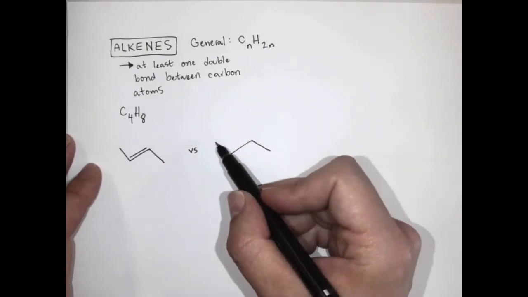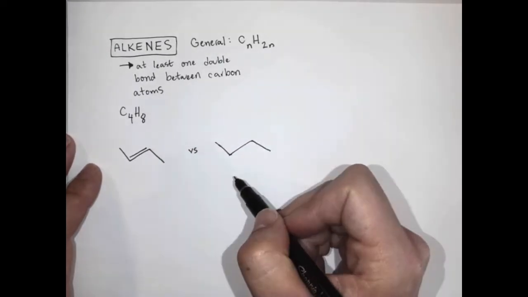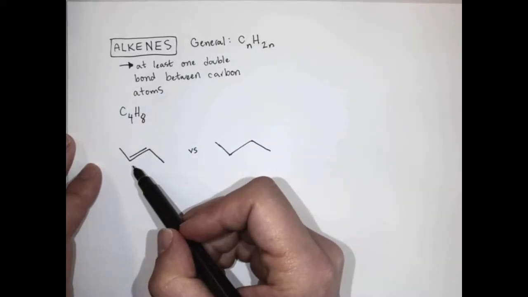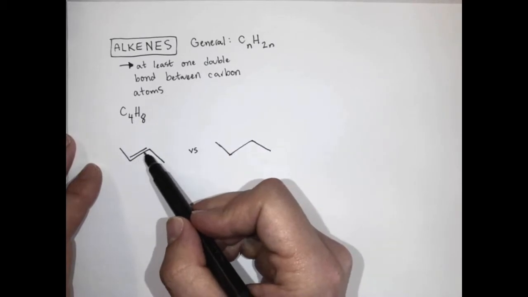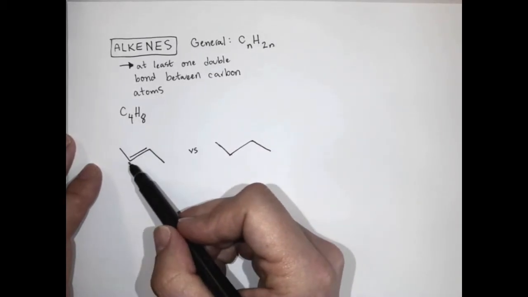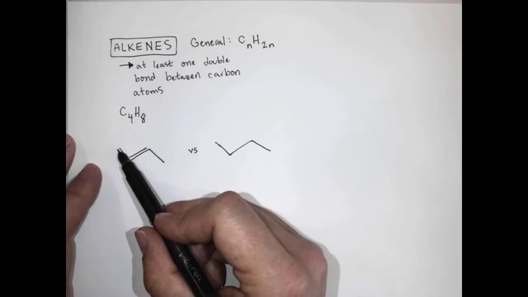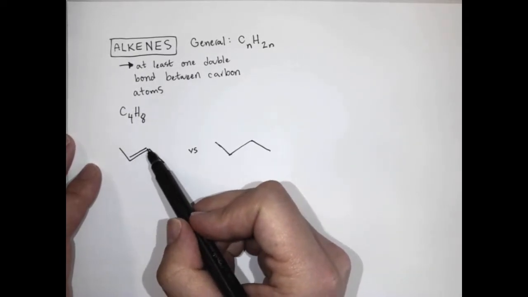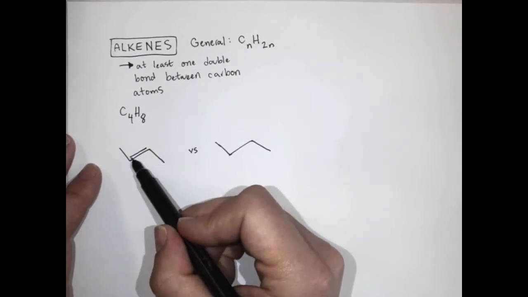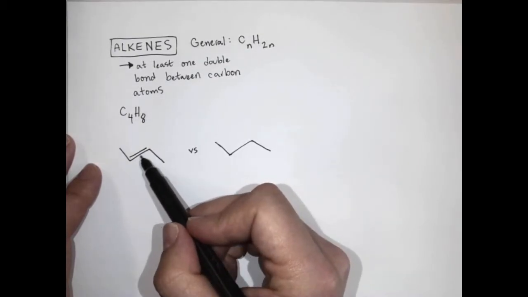In the line structural formula, we use one line to show a single bond. When we want to show a double bond, we just draw a second line parallel to that first line in the main chain. So this is 1, 2, 3, 4 carbons. And right here, we've got a double bond between carbon 2 and carbon 3.